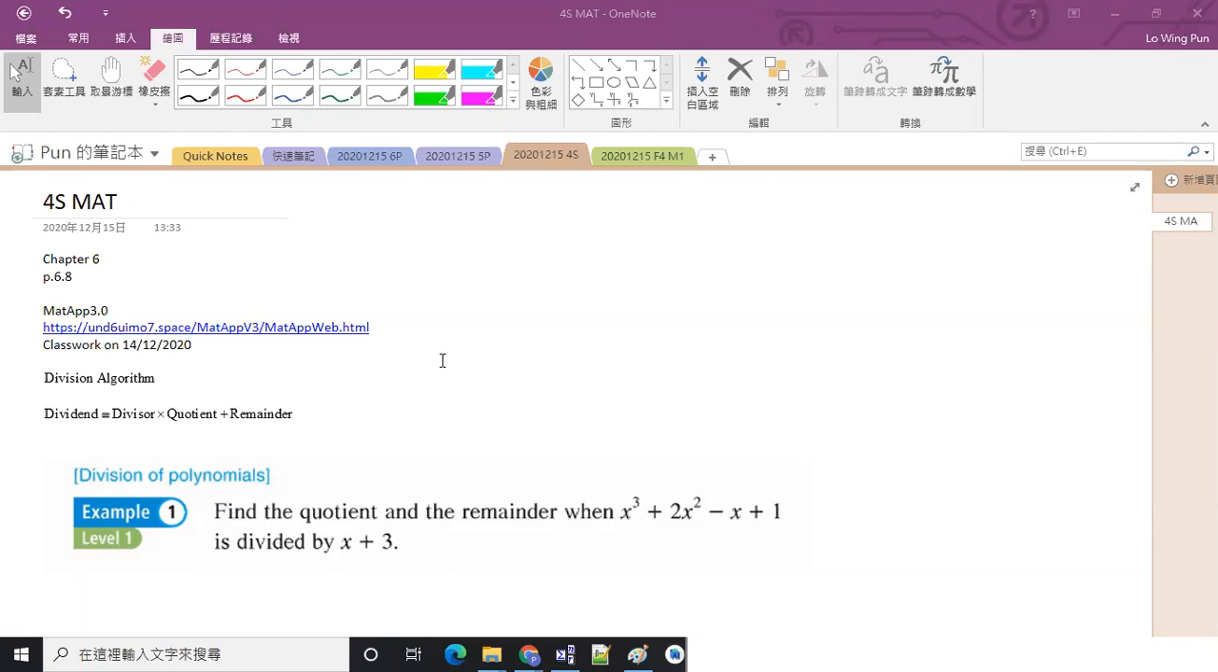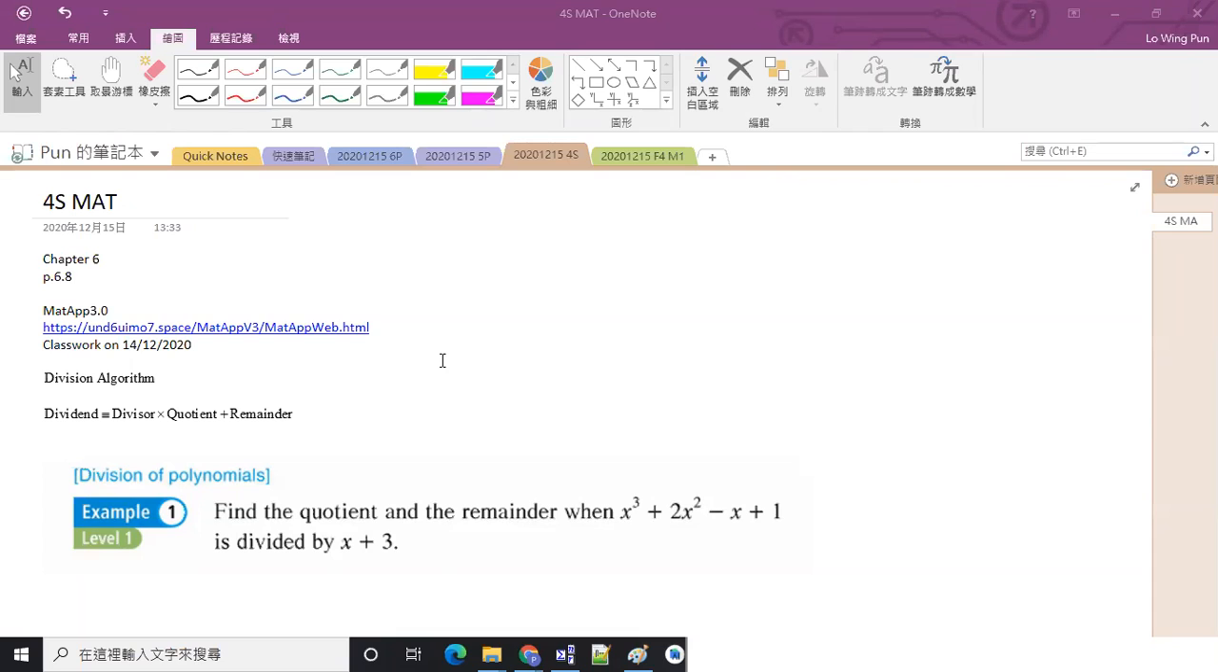But sometimes when it is not completely divisible, it's not completely divided, then you will have a remainder at the end, okay? And that number is called the remainder, and Chinese name is called 餘數, okay? So there will be 4 members in a division. No matter it is division of numbers or division of polynomials, then you will have these 4 elements.